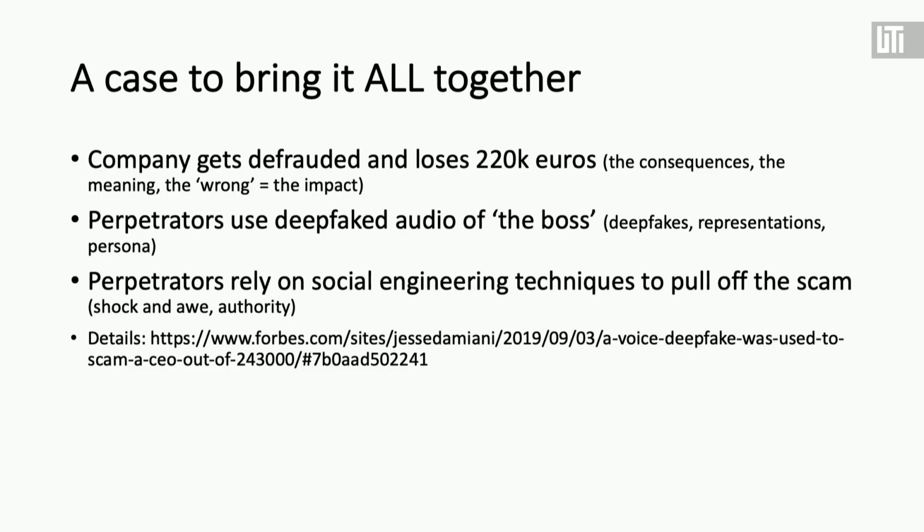So if you get this message, even if you're a CEO, you're still going to go for it, because if you do not comply with the requests of the big boss, then you're probably going to end up in trouble. And this is exactly how these perpetrators relied on social engineering techniques, right? They used shock and awe. You have to make this transaction sooner rather than later. And they used a figure of authority. So if someone is the biggest boss, then everybody is by default sort of inclined to listen to this person. And you can read the story on your own from the link I provided.